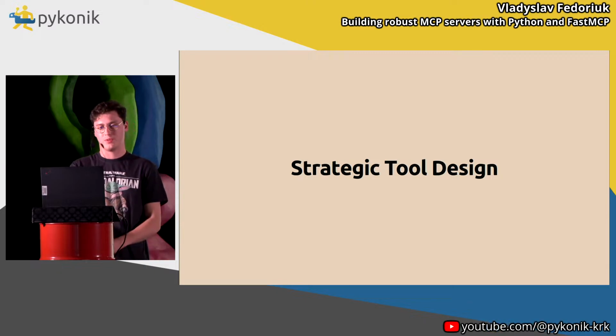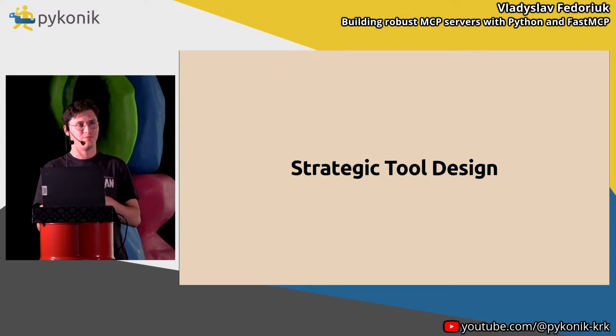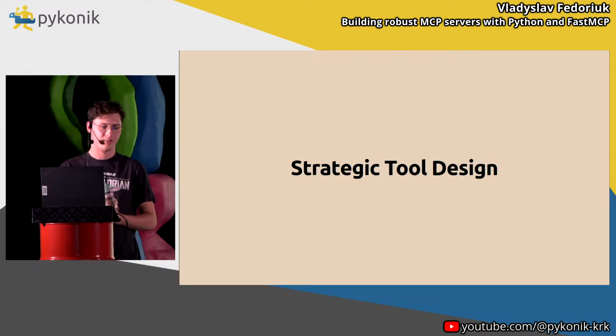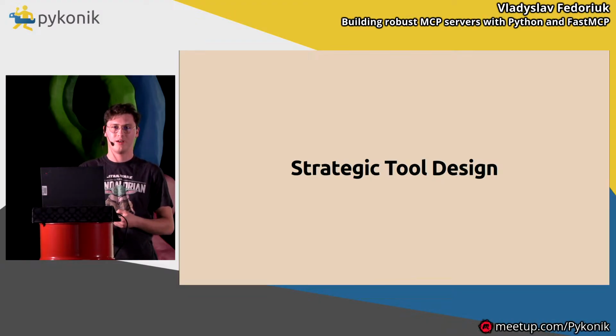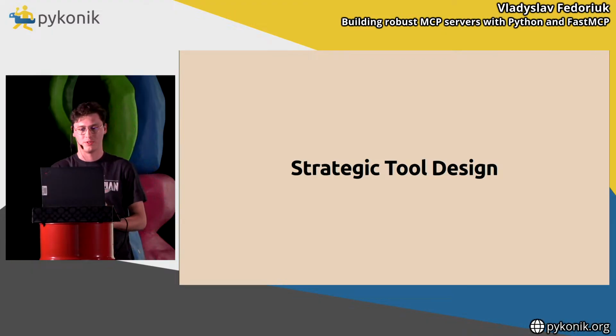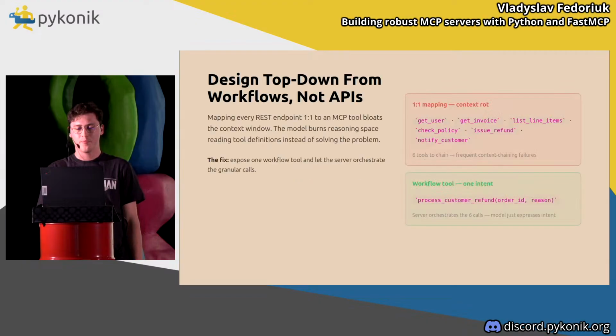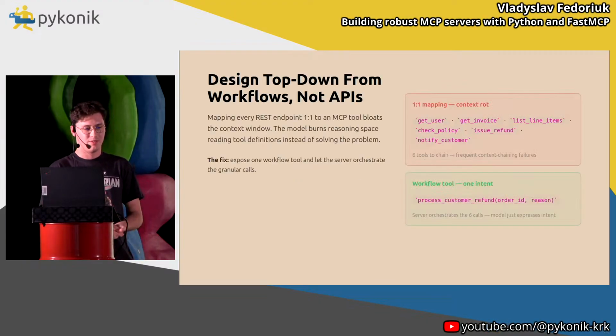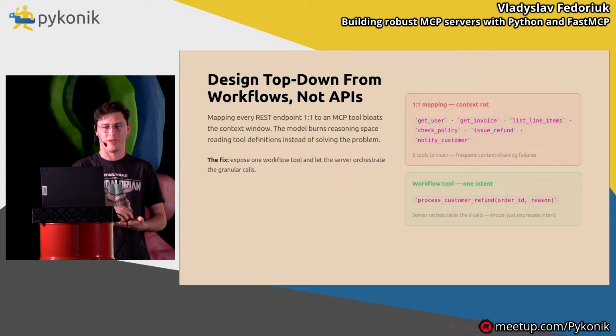And yeah, so that would be it when it comes to some implementation details. And another thing I wanted to talk about is how we could actually design our API or tools strategically to make LLMs use them in the most efficient and least error-prone way. So the first thing is we should probably design top-down from workflows, not from APIs. And the main reason for it is basically context rot.